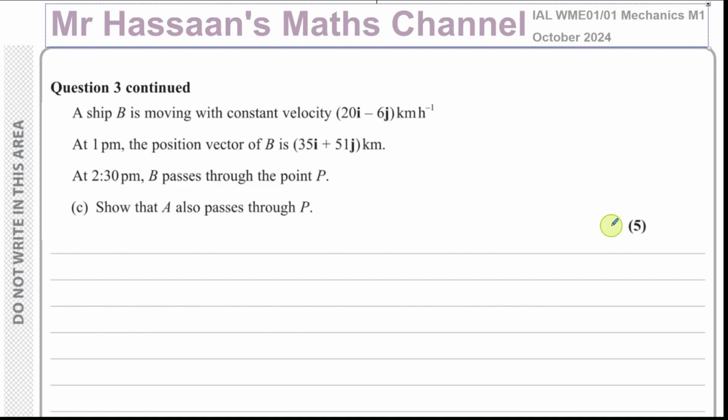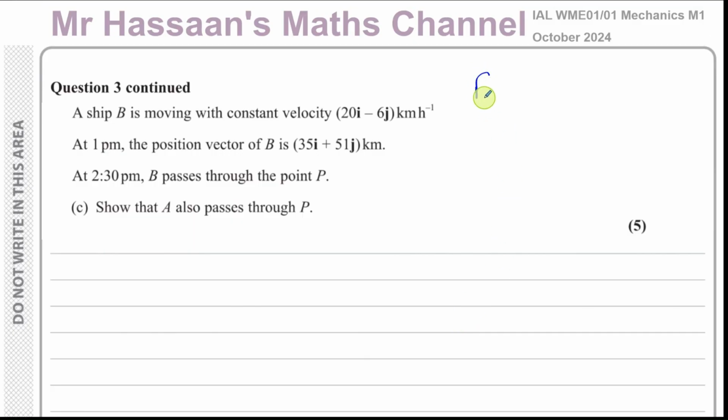All right, a ship B is moving with constant velocity 20i minus 6j kilometers per hour. At 1 p.m., the position vector of B is 35i plus 51j. At 2:30 p.m., B passes through the point P. Show that A also passes through the point P.